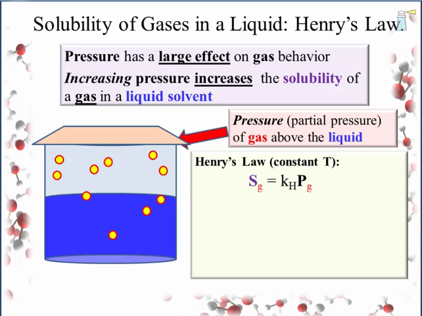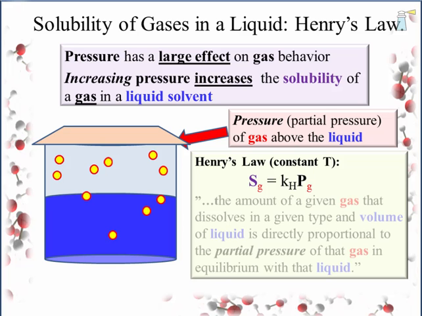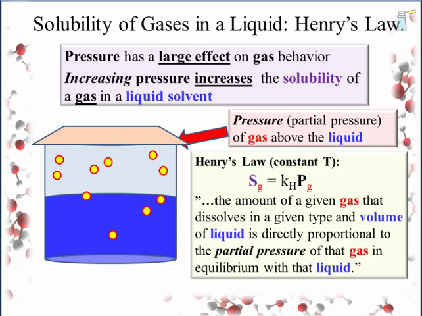In 1803, William Henry noted that at constant temperature, T, there was a direct relationship between the solubility, S, of a gas and its partial pressure, P. We call it Henry's law. The specific wording is the amount of a given gas, the solute, that dissolves in a given type and volume of liquid, the solvent, is directly proportional to the partial pressure of that gas in equilibrium with that liquid. The solubility of a gas is proportional to the pressure of that gas.